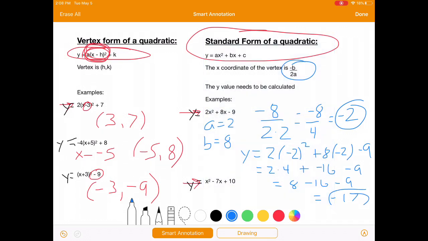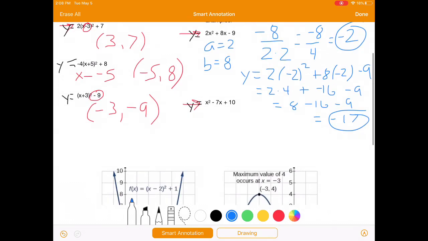So the vertex for this particular problem is going to be negative 2 for our x and negative 17 for the y. Now there's another example down here that we can go through.